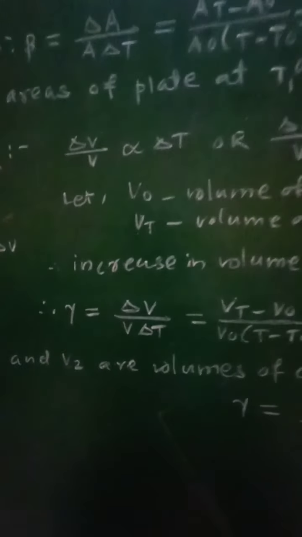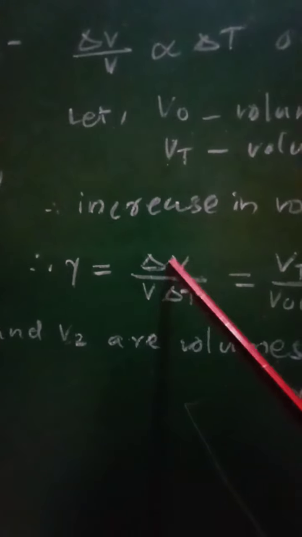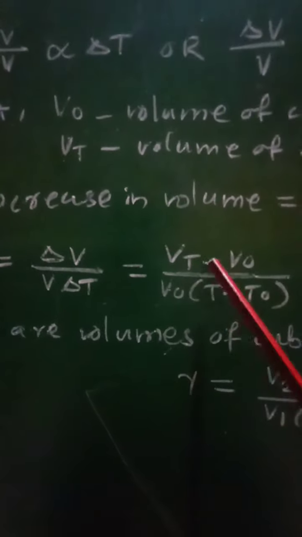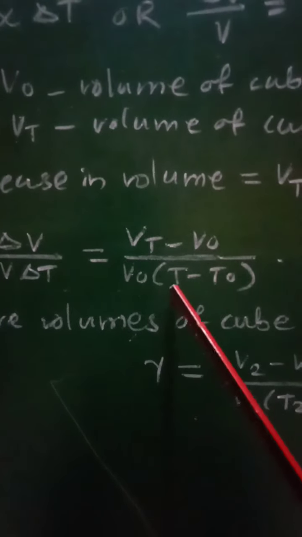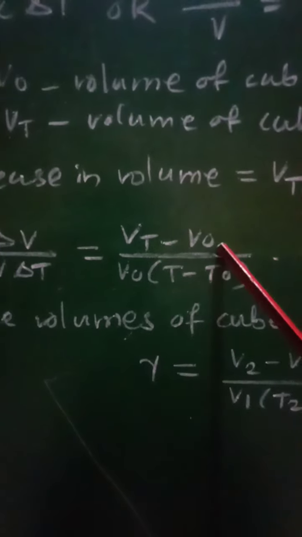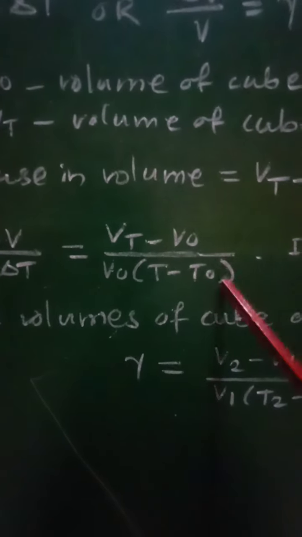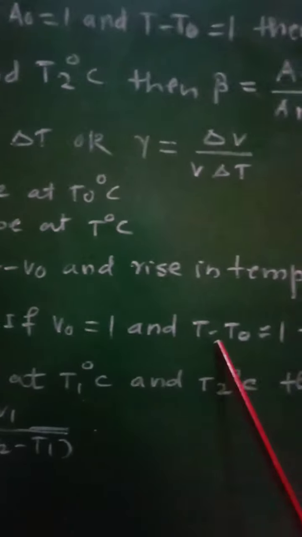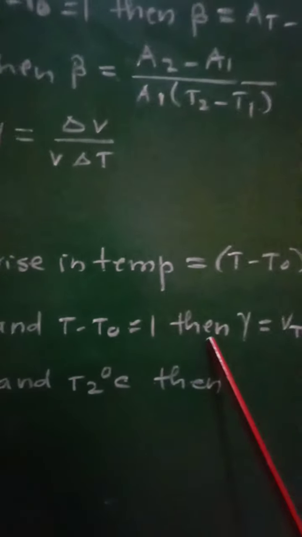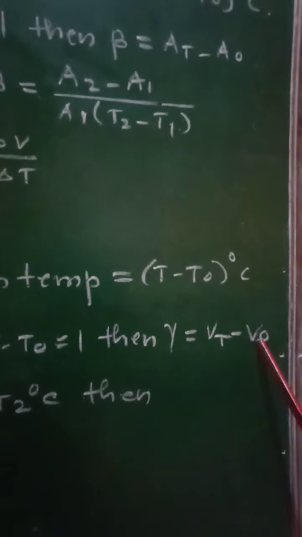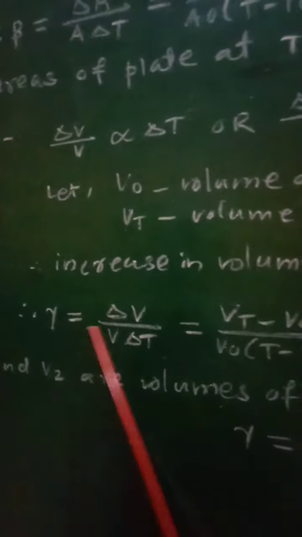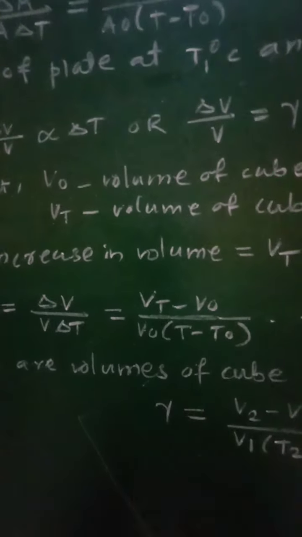Therefore, the coefficient of volume expansion gamma, equal to delta V upon phi into delta T, will be written as phi T minus phi 0 upon phi 0 into T minus T0. Now from this expression, if phi 0 equal to 1, that is unity, and T minus T0 equal to 1, that is unity, then gamma will be equal to phi T minus phi 0.